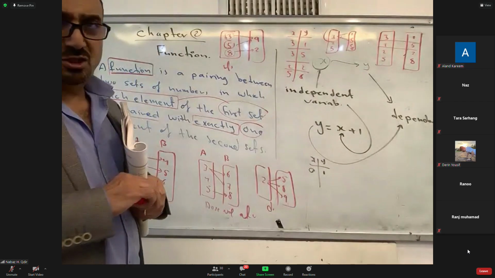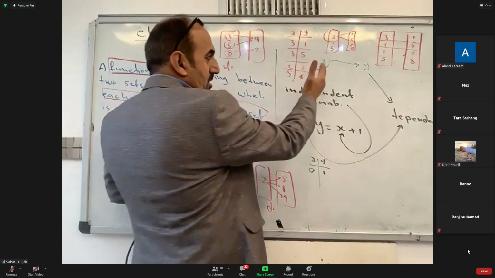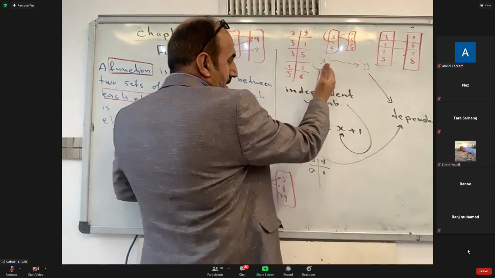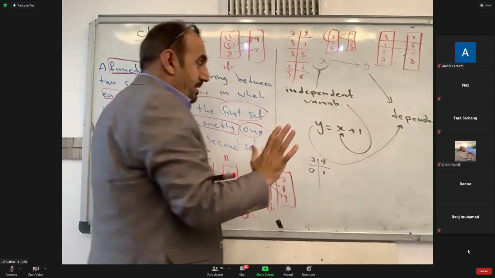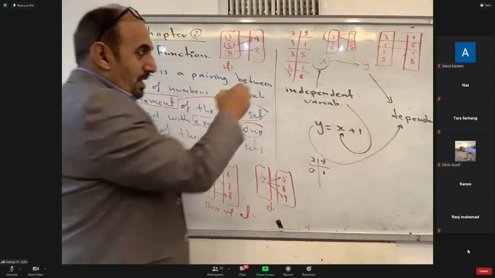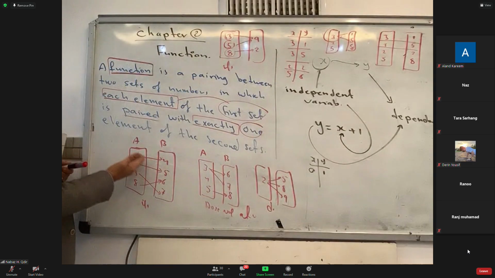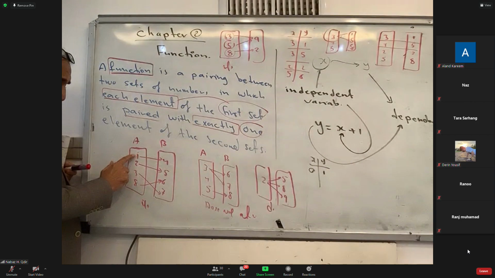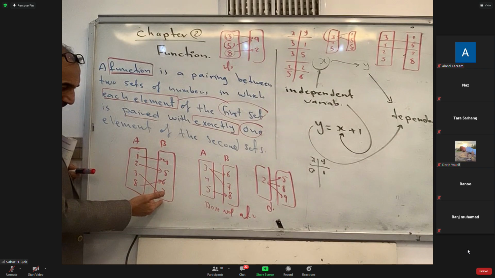A relation is between two variables, one called independent and the other dependent. A function or relation on two sets of numbers means each element in the set A is paired or is connected with one element of the second set.